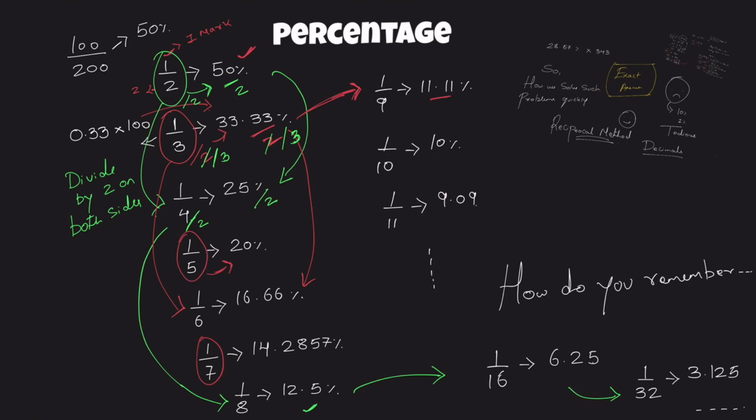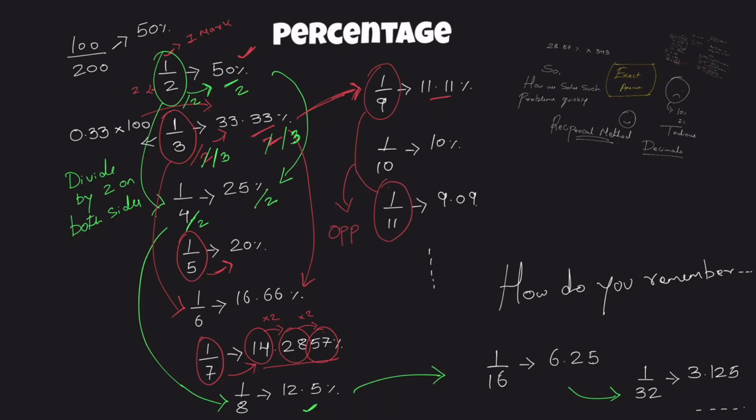After 1 by 2, 1 by 3, remember 1 by 5 is 20%. For 1 by 7, do a double of 7, 14. Double of 14, 28. Double of 28, 56. So 1 by 7 is 14.2857. Okay, so there is a trick to remember 1 by 7.